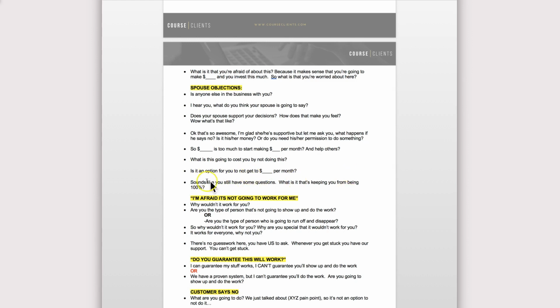Right? So you can always go, well, it sounds like you still have some questions. What is it that's keeping you from being 100%? Let's get to the bottom of this, all right? And when you know your course can solve their problem, that's the whole point of going through this process. When you know that you have the real solution, you become emboldened. You become very powerful. You feel empowered to lead them to the solution and that they actually do need this.